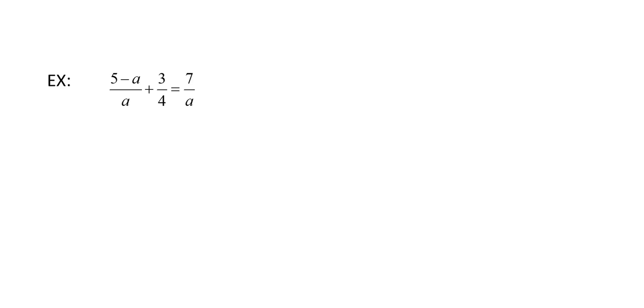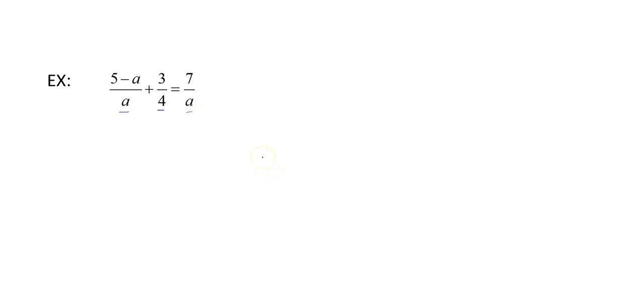All right, let's try some more. We're just going to look at a number of different cases and see what we get. Over here, I've got problems that have a's in them. On the left side of the equal sign, my denominators are an a and a 4. On the other side, they're just an a. So I got two options.